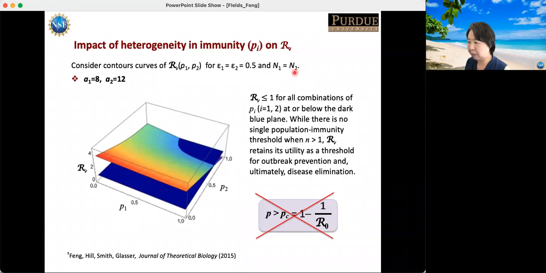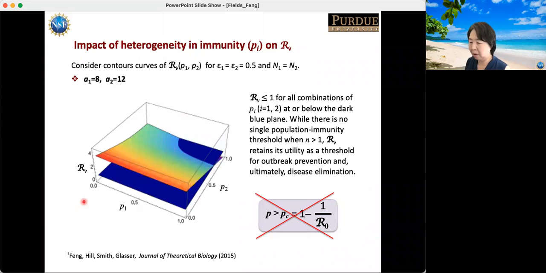Also consider the same population size, N1 and N2. The only difference is in the activity level, the contact rate. Group 1 is 8, group 2 is 12. So group 2 has a higher contact rate. But if you want to ignore the heterogeneity, then you assume that the total number of contacts is 20, divided by 2, so each group has 10, right? That's the approximation. If you consider a homogeneous population, you'll have contact rate 10.